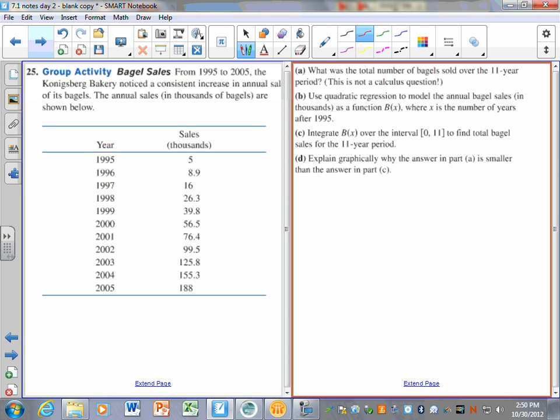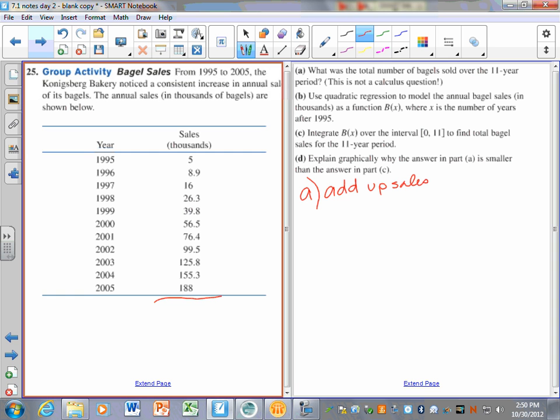Now look at part A. It says, what was the total number of bagels sold for the 11 years? Hint, this is not a calculus question. So if those are the number of bagels sold from 1995 to 2005, what are you going to do to tell me how many were sold over that whole time? We're just going to add them up, right? And we can use our calculator. Just add up this whole column here.